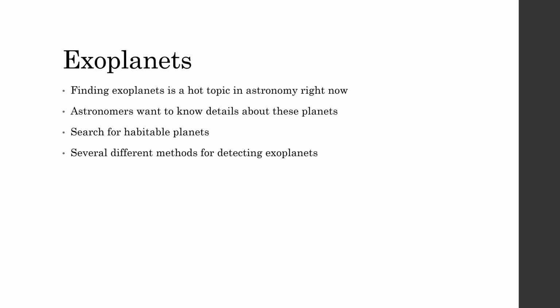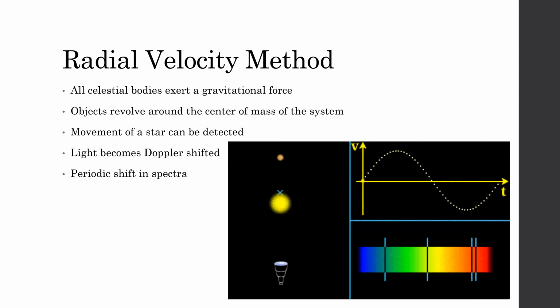There are several different methods for detecting exoplanets, and they all tell us different characteristics, but in the end, they all have the same goal. The main method that we're going to talk about today is the radial velocity method.